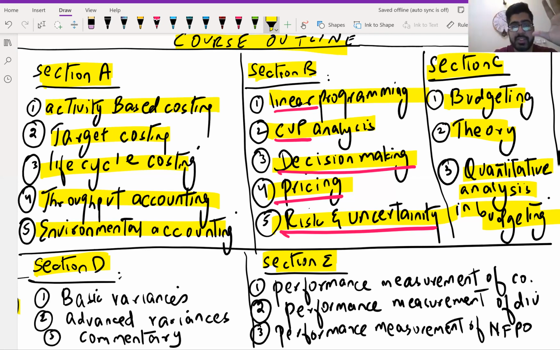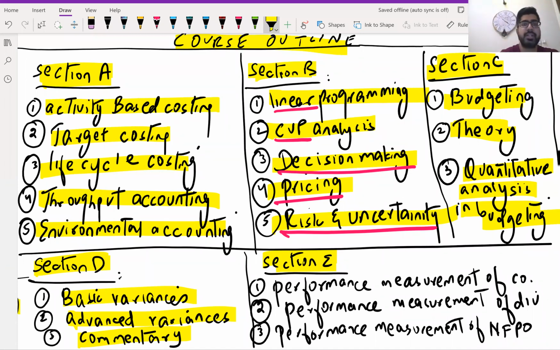Section D is considered to be one of the most favorite areas of students: basic variances, advanced variances, and commentary. Basic variances, some variances which you have studied in your earlier papers. Advanced variances, some new variances, and commentary. Remember, if you are going to get a 20-mark question, it won't be just calculate variances. Once you calculate variances, for 7, 8 marks you will be asked to do commentary on whether you think that these variances indicate good performance of manager or bad performance of manager. So we will teach you how to write the commentary.